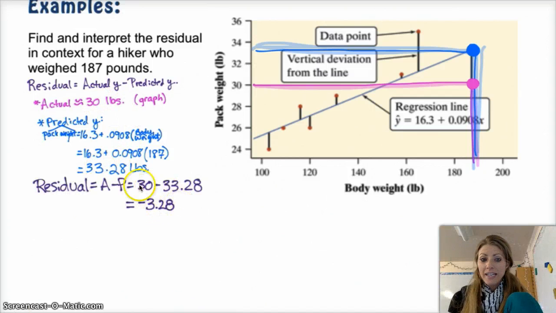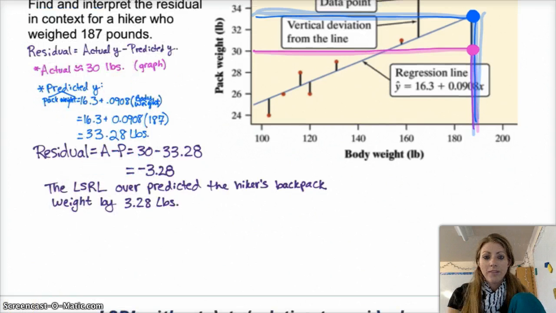So your residual is negative 3.28, and basically what that means is that the regression line over-predicted the hiker's backpack weight by 3.28 pounds. So basically they're a pansy and they didn't carry their full weight, the responsibility for the team. So they failed epically.